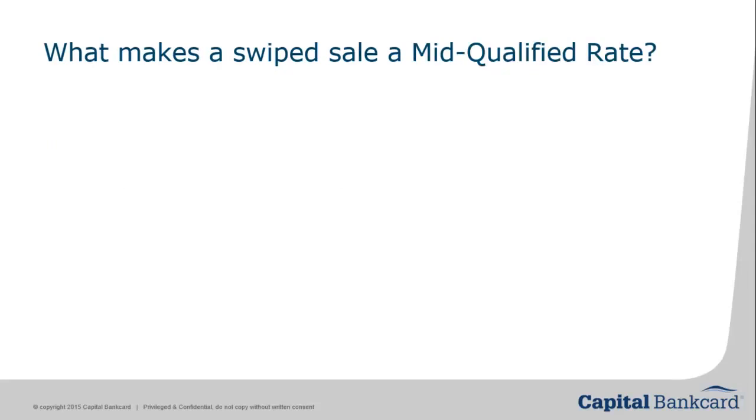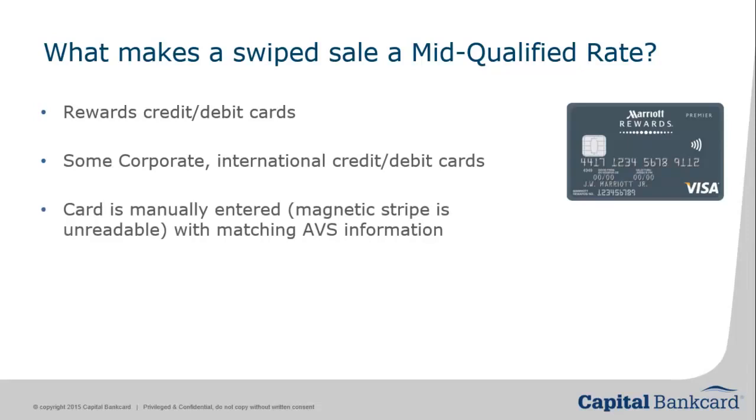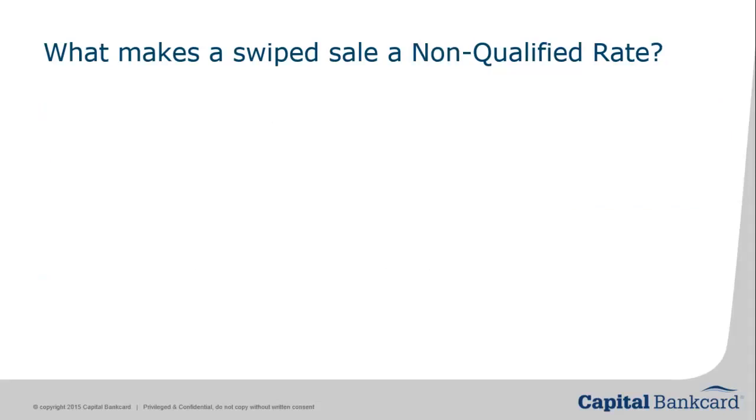So what makes a swipe sale fall to a mid-qualified rate? All of the rewards and credit and debit cards, those are going to fall to that mid-qualified rate. Some corporate, international credit and debit cards will as well. In the event a card is manually entered, the magnetic stripe is unreadable, but has matching AVS information, it will fall to the mid-qualified. And of course, if the transaction or batch is settled between 24 to 48 hours, it would fall to the mid.